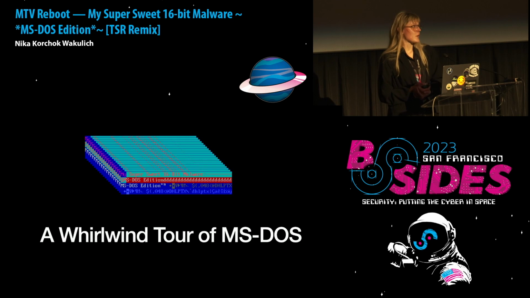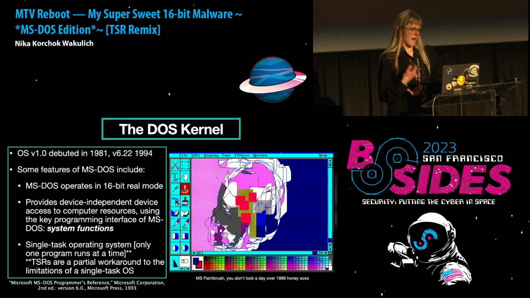All right, so we're gonna have a whirlwind tour of MS-DOS. So the DOS kernel. MS-DOS version 1 debuted in 1981. Version 6.22 debuted in 1984. And some notable features of MS-DOS include that it operates in 16-bit real mode. It provides device-independent access to computer resources using the key programming interface of MS-DOS, which were system functions. I know that's a bit wordy. We'll break some of that down in a few slides.